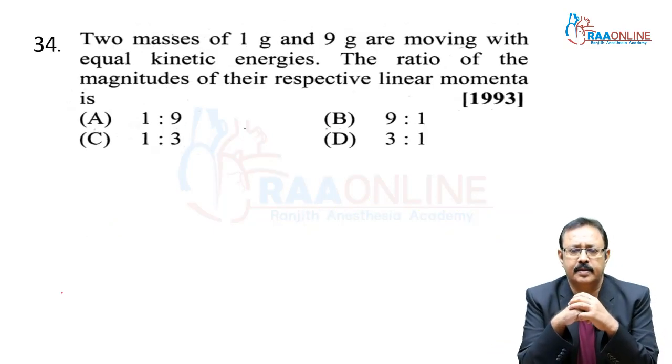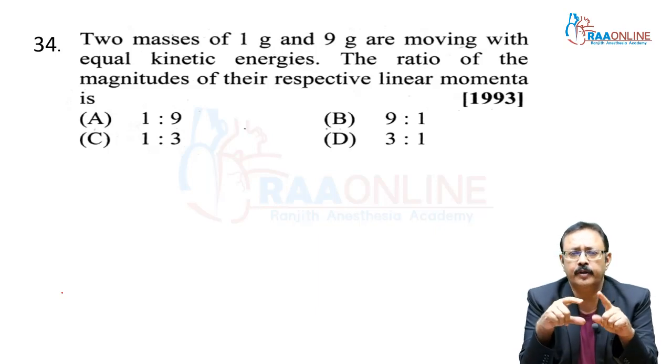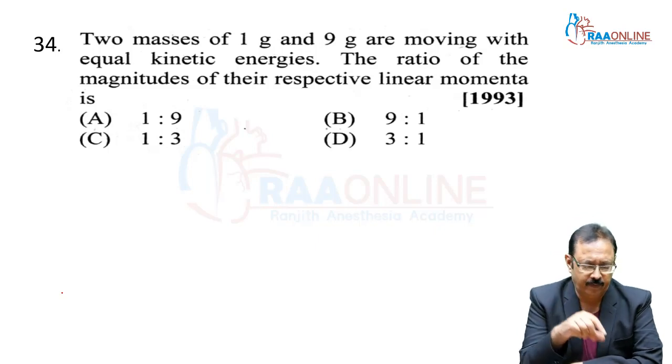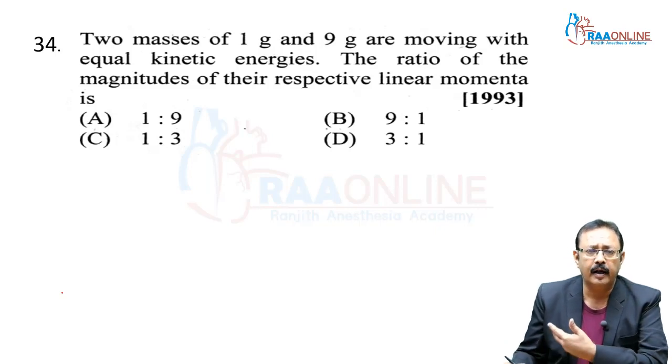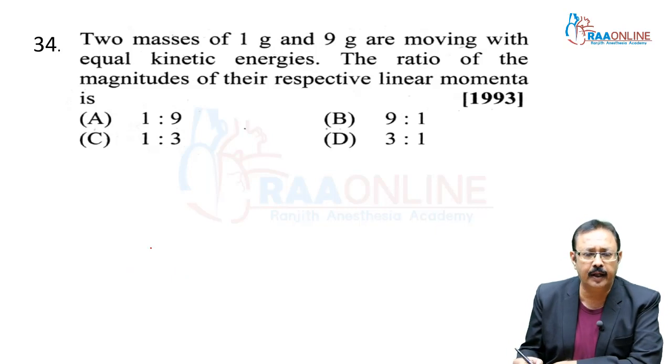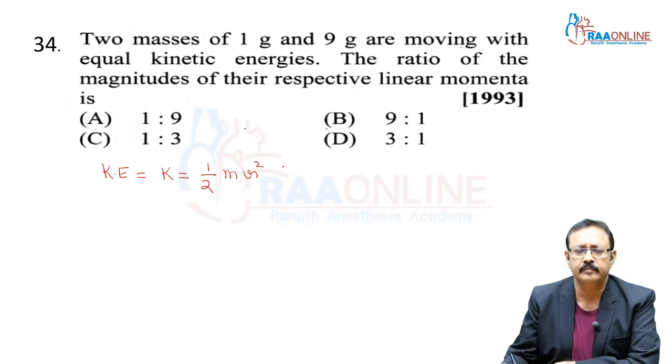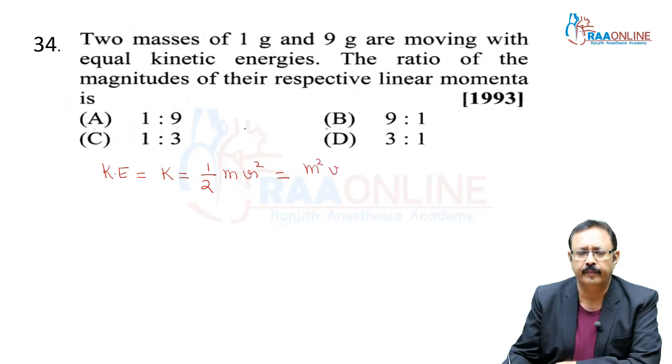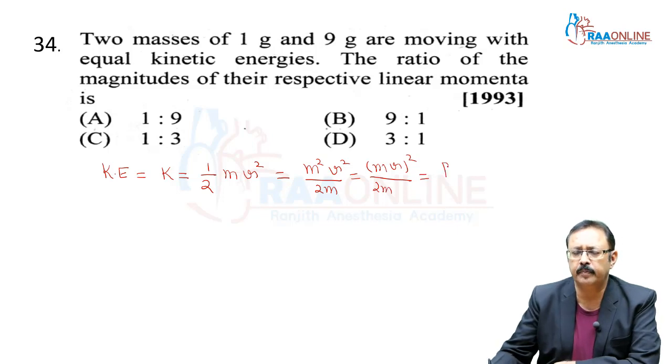34th. Two masses of 1 gram and 9 gram are moving with equal kinetic energies. The ratio of the magnitudes of their respective linear momenta is. First I am giving you one formula which will help you in other problems also. What is the relation between momentum and kinetic energy? We know that kinetic energy, denoted by K, has the formula half m v square. Multiply and divide by m. m into v is momentum, so K is p square by 2m.